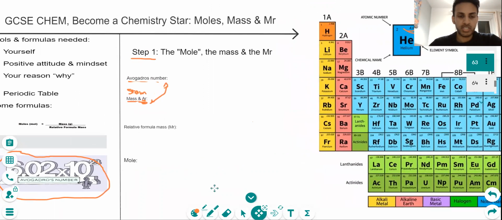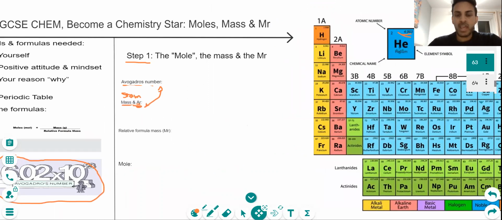Which essentially means for every single atom of the periodic table, for every single substance in chemistry that is given in the quantity of Avogadro's number, it has an assigned mass to it, which is called the relative mass. For atoms, it's called the relative atomic mass, and this is the number that you see in the top right corner. For molecules, this is called the relative formula mass.